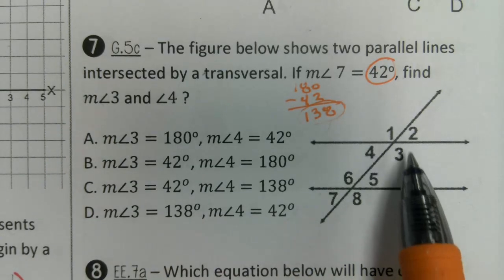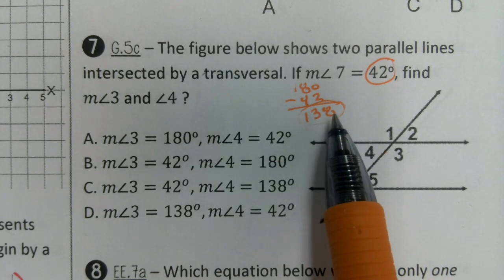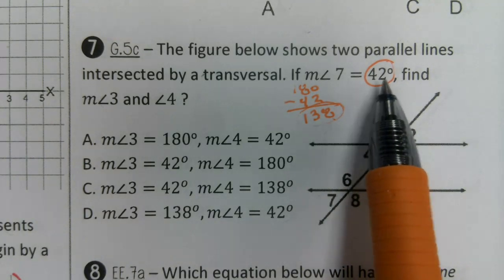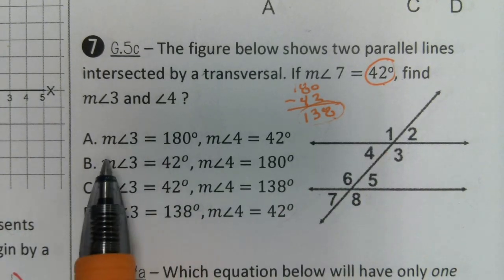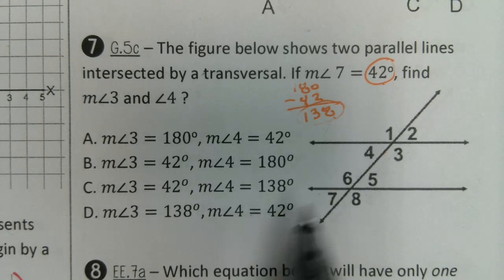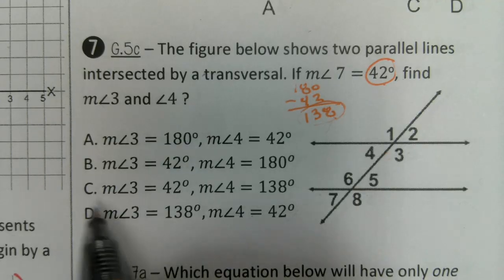The measure of angle 3, that's an obtuse angle, that's going to be your 138. The measure of angle 4, that's an acute angle, that's going to be 42. So angle 3, 138 right here. Measure of angle 4, 42 right there. That would be your correct answer, letter D.